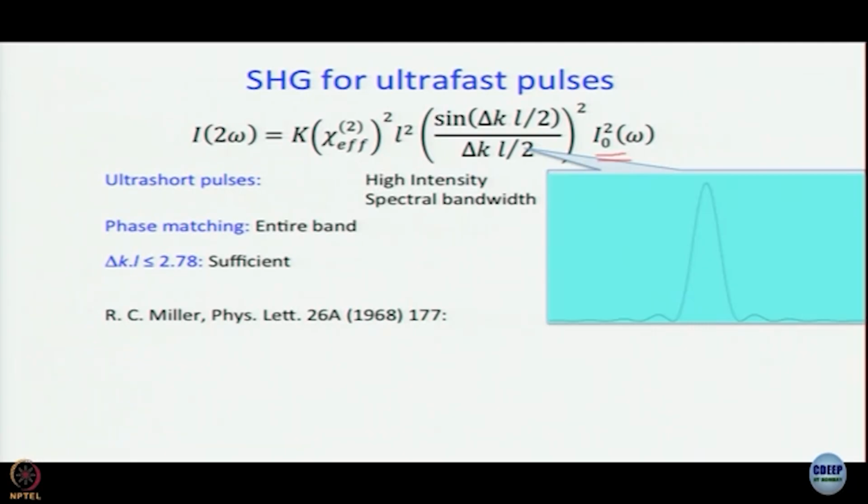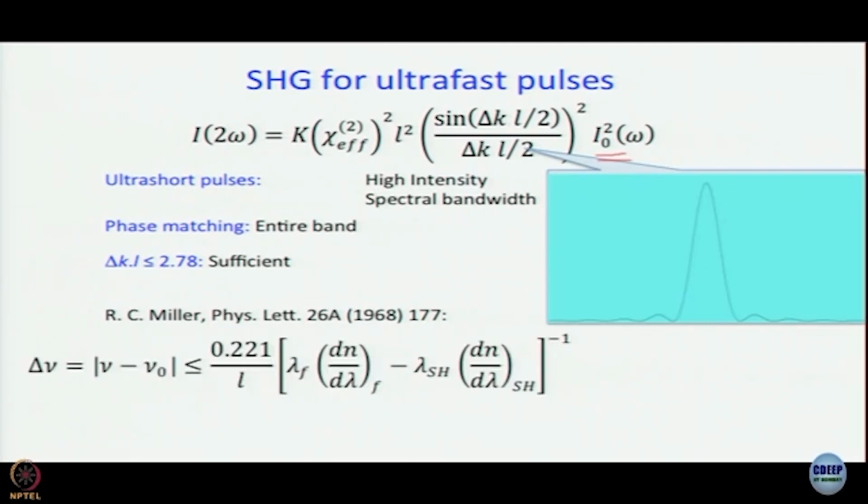So, we will not do the derivation, I will just show you the expression for delta nu, where delta nu is nu minus nu 0. What is nu 0? The central frequency. So, nu minus nu 0 is only half of the band, right. So, nu minus nu 0 has to be less than equal to 0.221 by L multiplied by the reciprocal of lambda f dn d lambda f, f stands for fundamental, minus lambda second harmonic dn d lambda second harmonic.